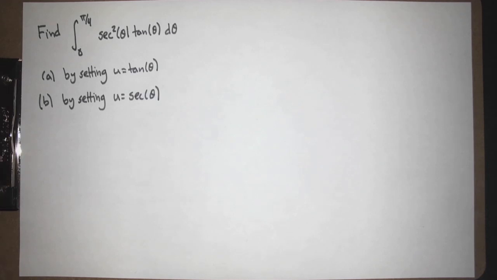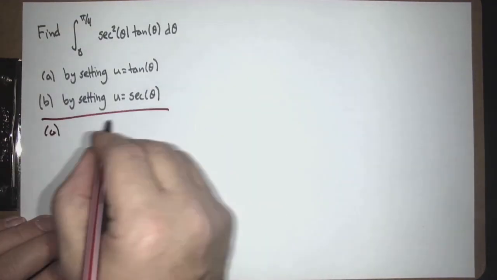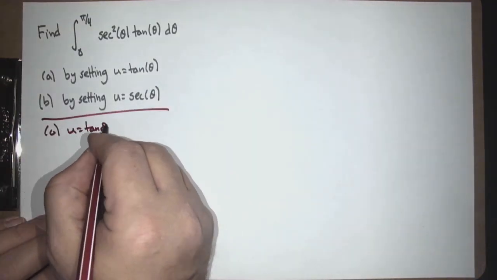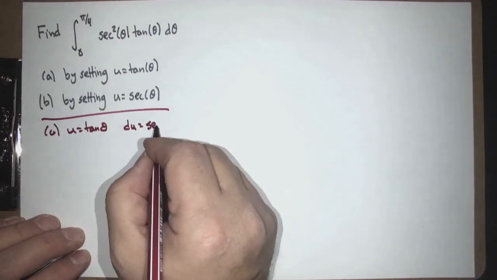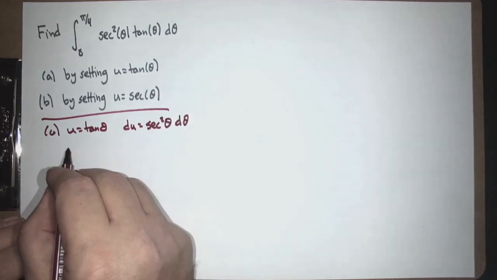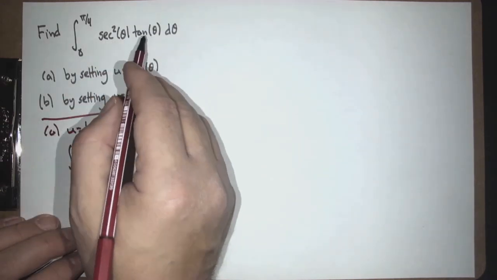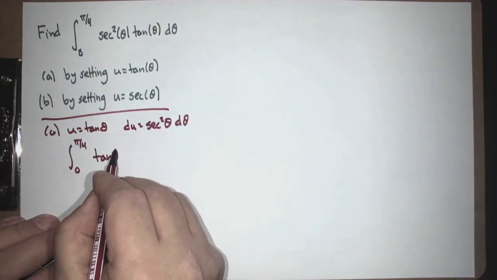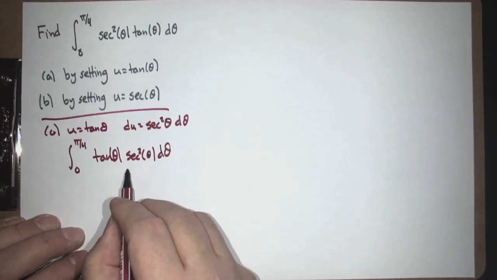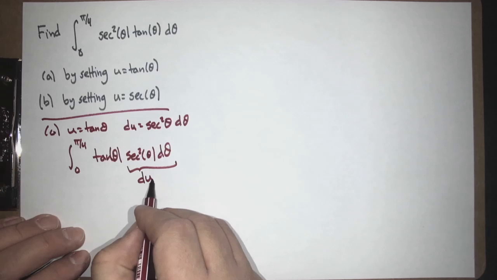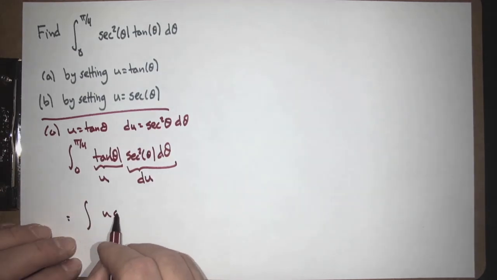u equals tangent theta. Well, if u equals tangent theta, what would du be? Secant squared. So our integral is 0 to pi fourths of secant squared theta, tangent theta. We can just rewrite it a little bit. Tangent theta, secant squared theta, d theta, just to emphasize what's going to happen. The secant squared theta d theta becomes our du. The tangent theta becomes our u. So this becomes integral u du.